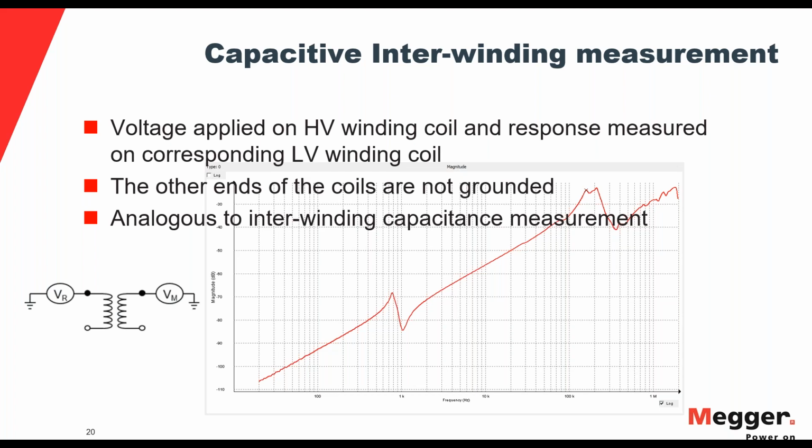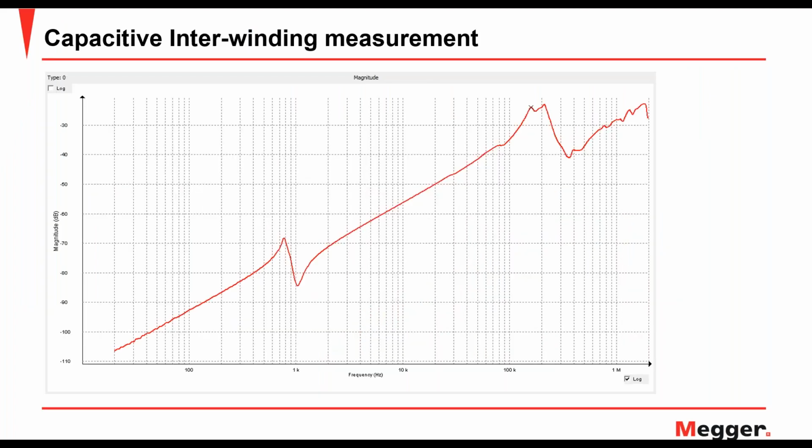Now, when we run this test, because the coils are not grounded, it's analogous to doing that measurement, because we are looking at the insulation between the windings. And what we get is a curve which is capacitive in nature. If you look at the magnitude of this plot, it increases with frequency, and that's because the signal is more or less capacitive in nature.